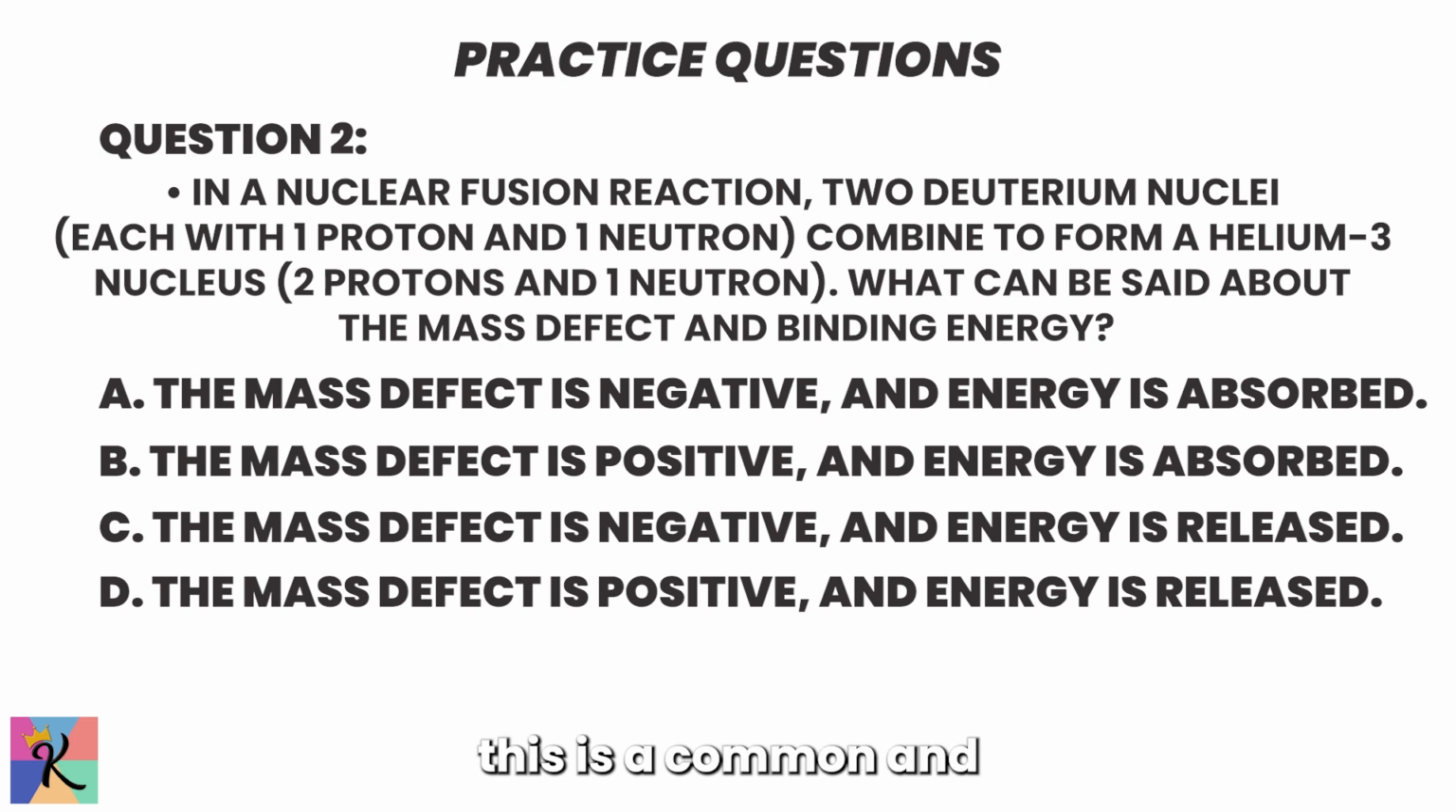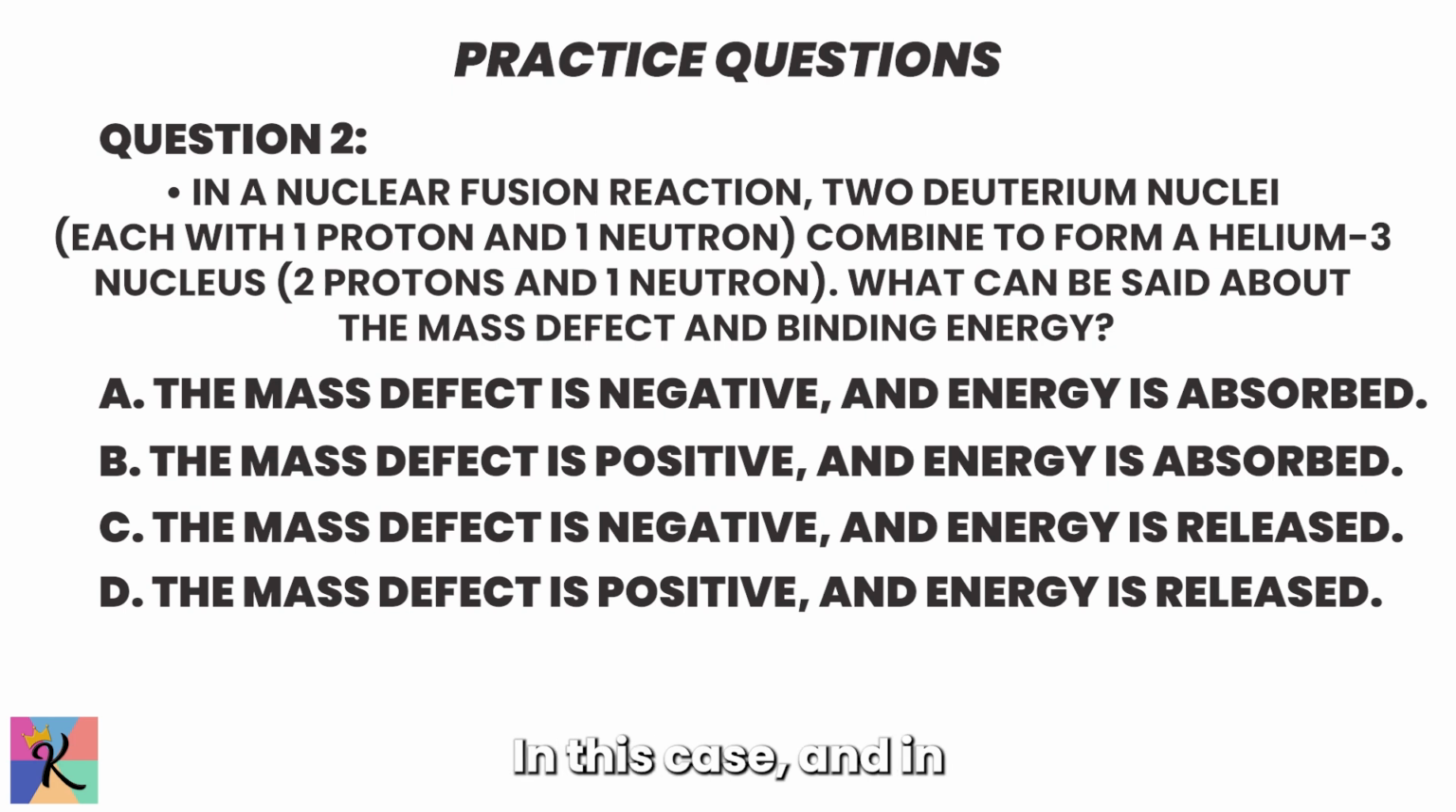So as we can tell, this is a common and very classic example of process of elimination, and it's called a 2x2 question, meaning that if you get one part of the question right, you're able to essentially eliminate two answers. For example, we can first figure out, is energy being released or is it being absorbed? Or we can figure out if the mass defect is negative or positive. The easiest one is probably the energy.